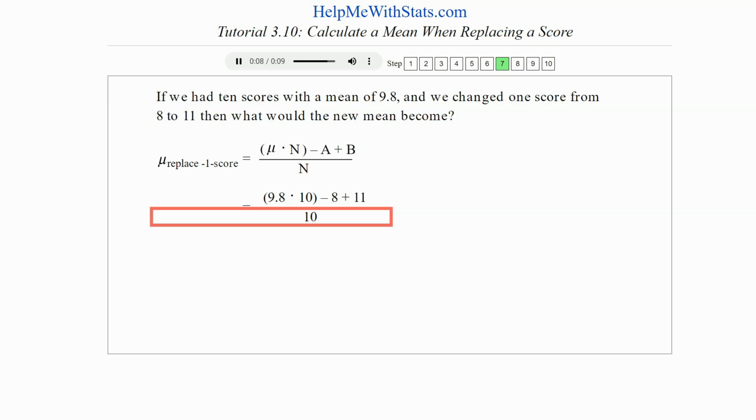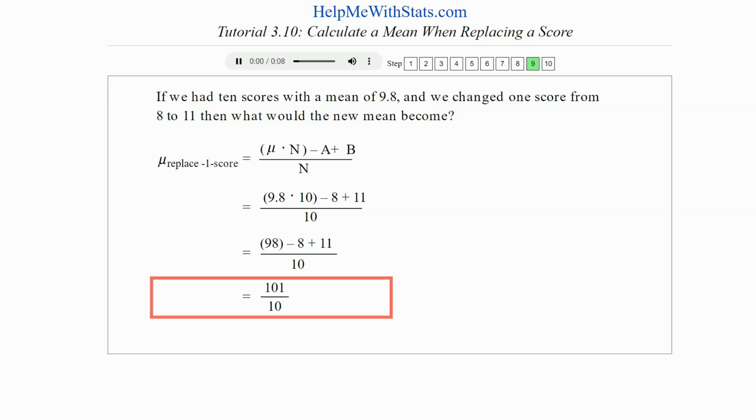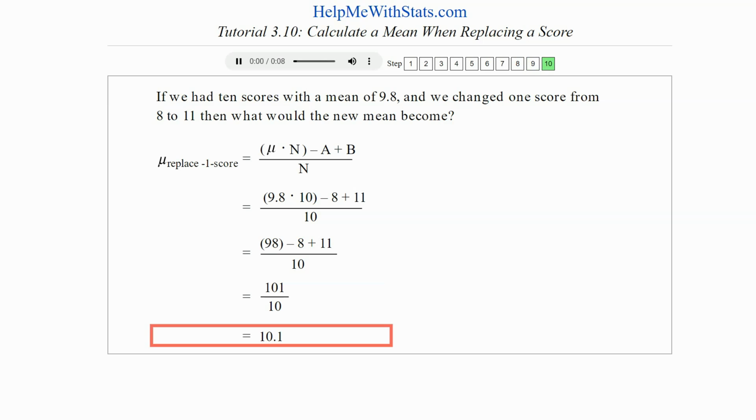Let's simplify the multiplication of the old mean by n. 9.8 multiplied by 10 is 98. Let's do some algebra and simplify the numerator. 98 minus 8 plus 11 is 101. We divide the new sum of 101 by 10 to get 10.1. 10.1 is the new mean.